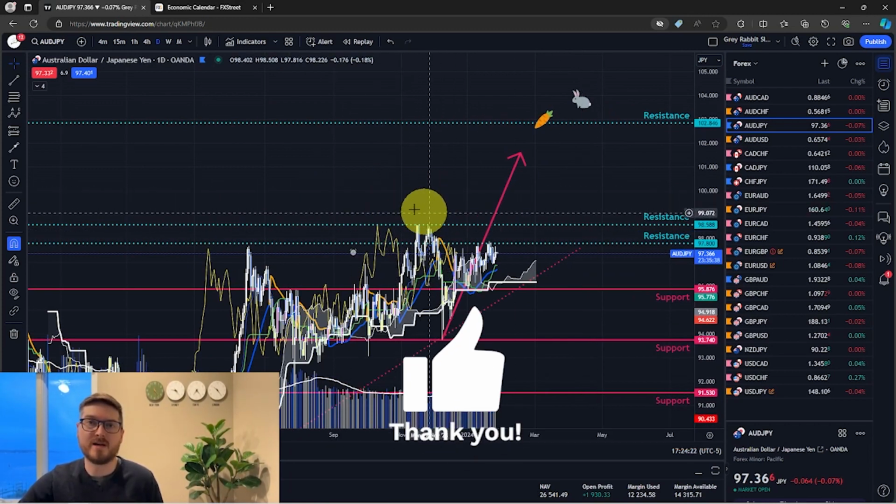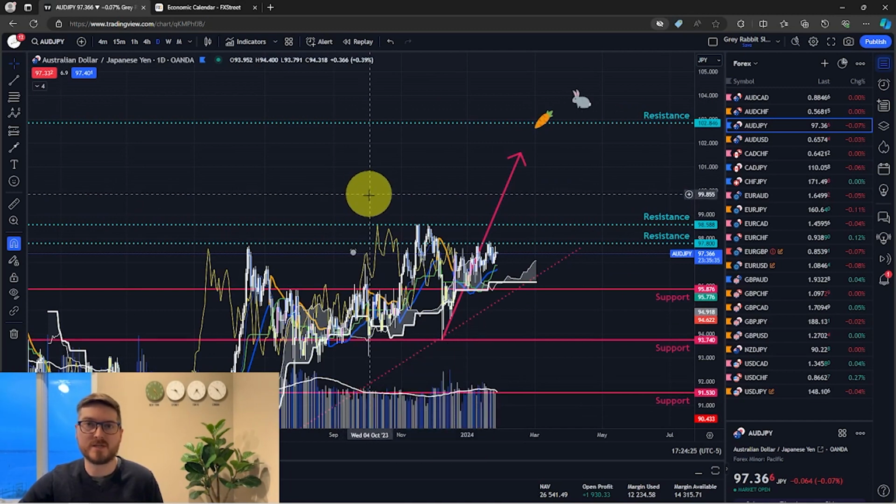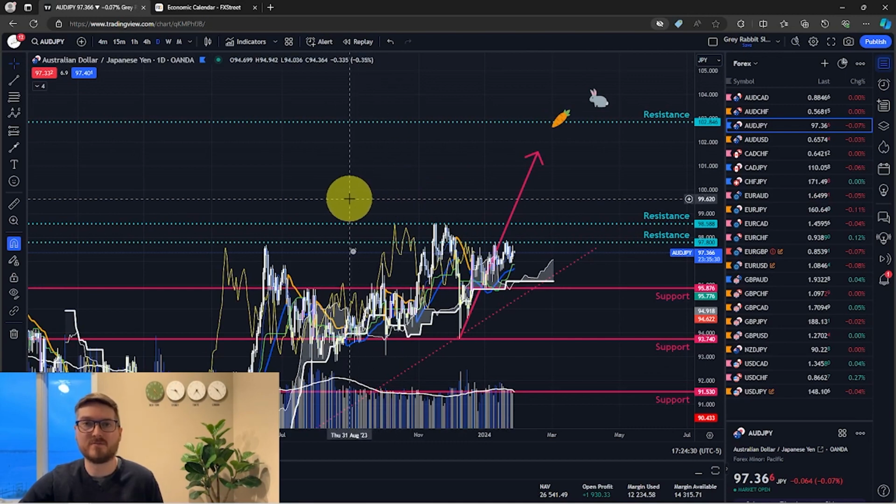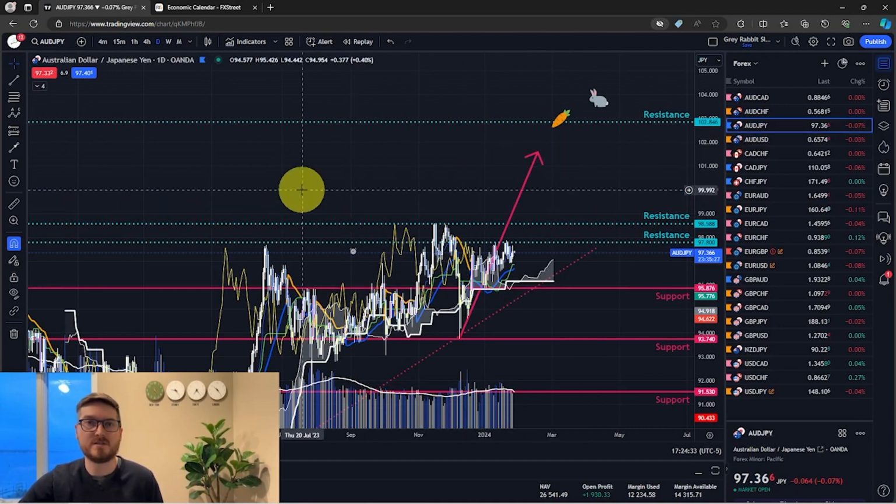So I'm going to be keeping my eye on this pair for the next week and the next couple weeks after that. And hopefully we'll start to see some trends forming on the lower time frames. So keep your eye on that. AUD Japanese yen.